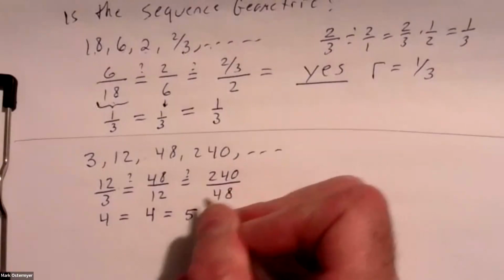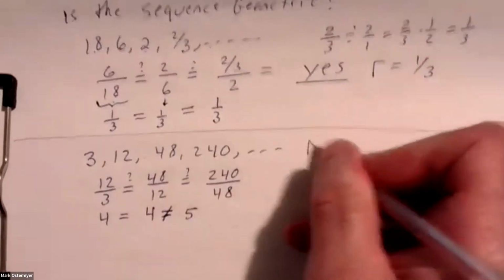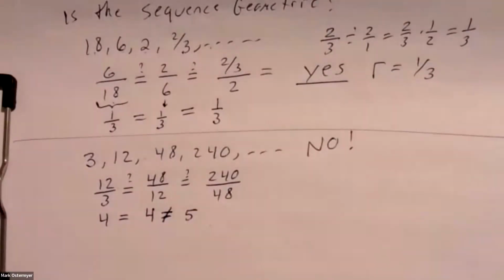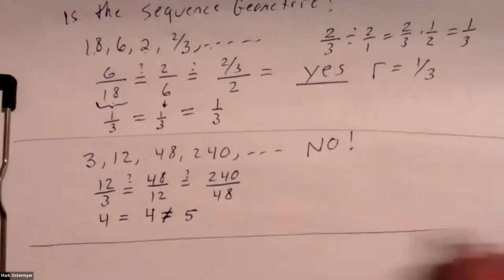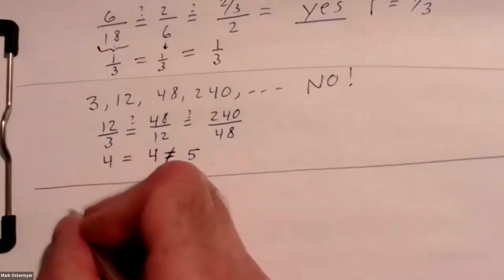Well, that gives you 5. So we do not have a common ratio. So this is not a geometric sequence. Any questions on how to test whether a sequence is geometric or not? It must have a common ratio.